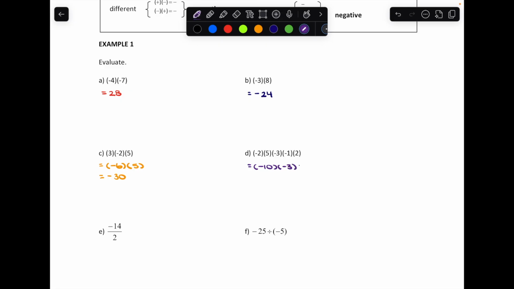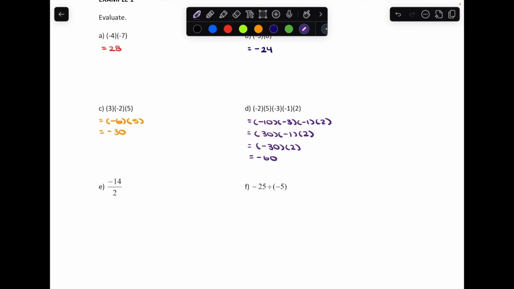So times -3, times -1, and times 2. Then we do the next multiplication statement. We have -10 times -3 here, which will give us +30, times -1 times 2. 30 times -1 will give us -30, and we can multiply that by 2. And then for the final answer, we can remove all the brackets. -30 times 2 will give us an answer of -60.